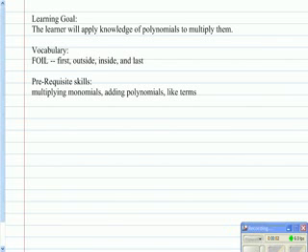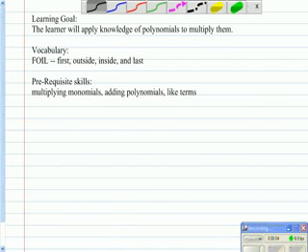This video is for Algebra, Section 8.7, Multiplying Polynomials. Our learning goal: the learner will apply knowledge of polynomials to multiply them. Our vocabulary term is FOIL. This stands for first, outside, inside, and last, and that is what you will be using to multiply binomials.